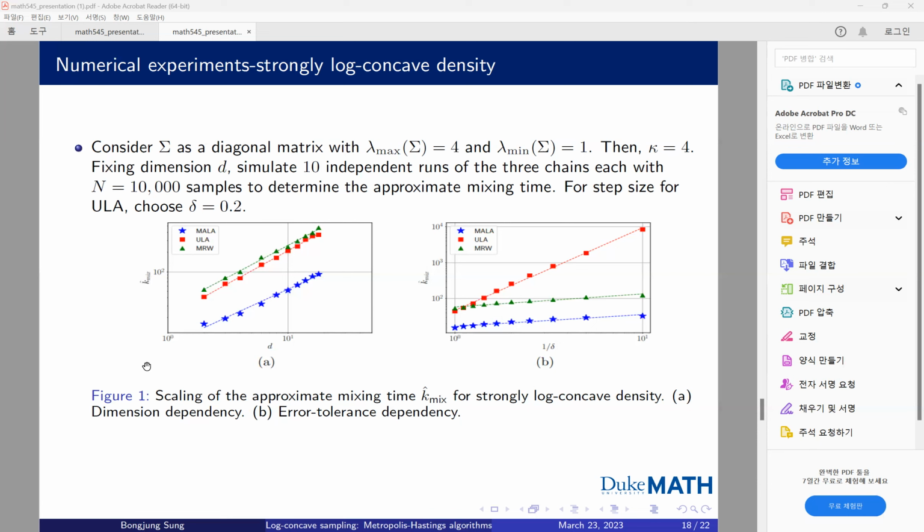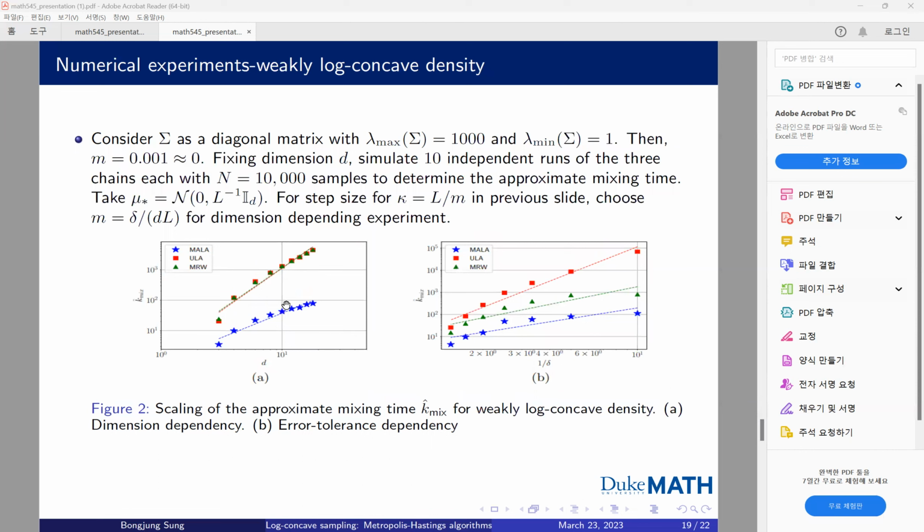So for ULA, the linear regression of the approximate mixing time has a slope of 2.23, which means an error dependency of 1 over delta squared for ULA. And similarly, for MALA and MRW the slope is 0.33, which is significantly better than ULA.